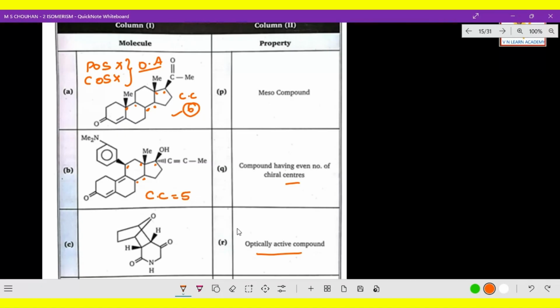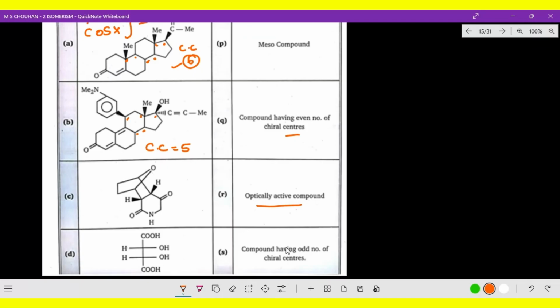And one more point: a compound having an odd number of chiral carbons is optically active. There's no need to explain further, it is optically active, because the chiral carbon is there. So optically active. And the next one, here CD.